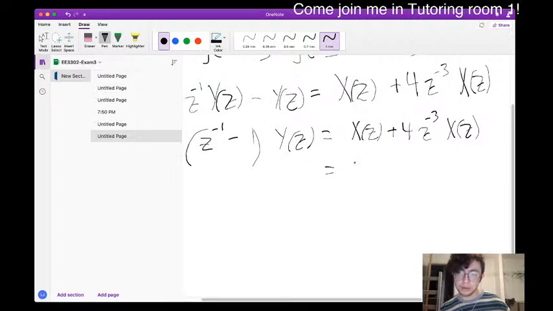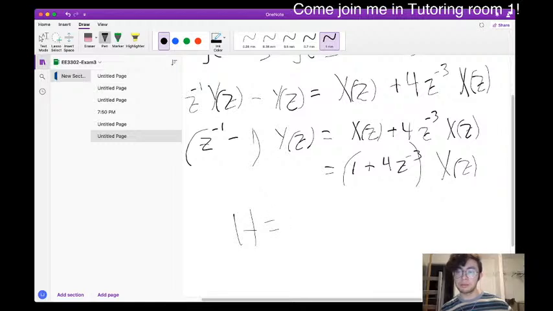So let's go ahead and write it out. We get (1 plus 4 z^-3) X(z), and we get H is equal to, so we take this one and then we divide. We bring it over, so we get H(z) equals 1 plus 4 z^-3 over z^-1 minus 1.